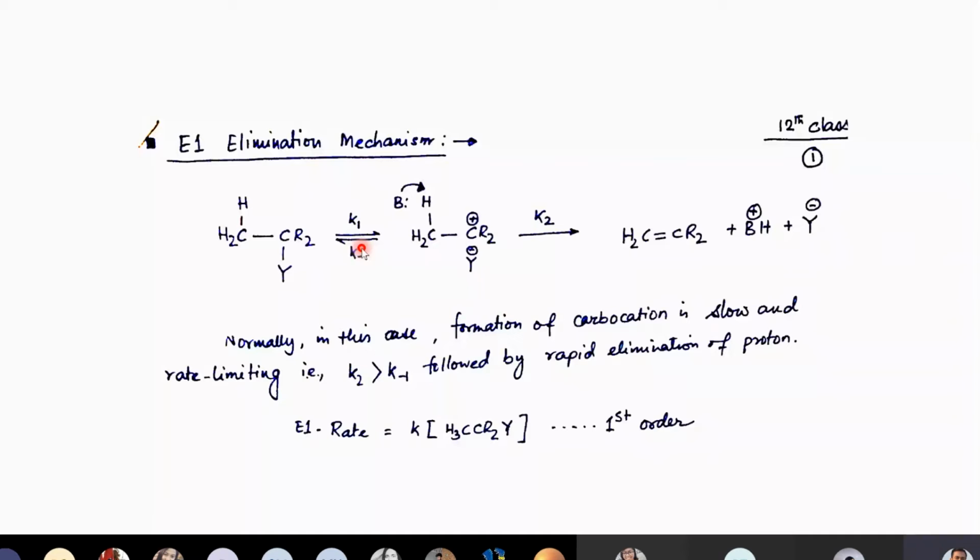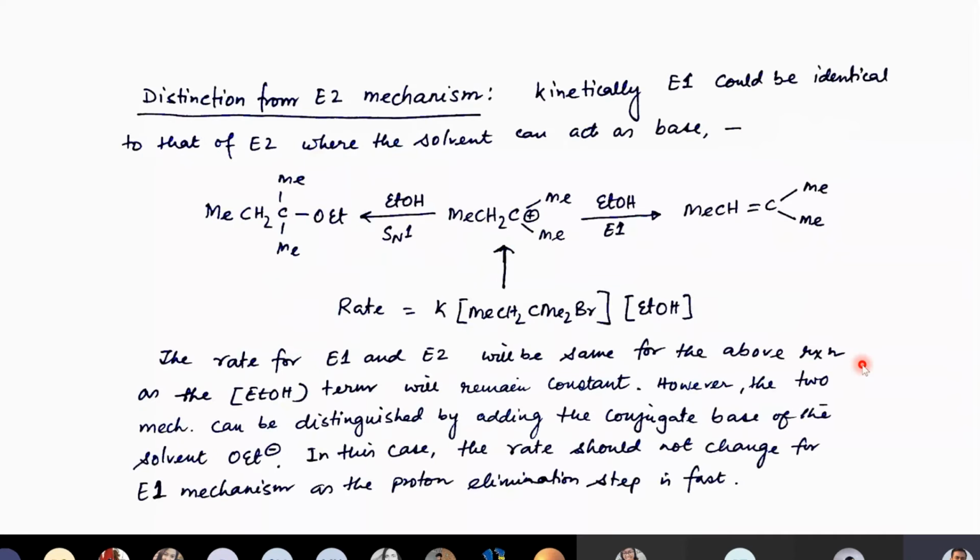Okay. So then in this case, what would be the rate? The rate is the rate constant times the concentration of your substrate. So this is a first order equation. Okay. Now this is of course distinct from the E2 mechanism. If you see that kinetically, E1 could be identical to that of E2 when the solvent acts as the base. If you take solvent, the solvolysis reaction, the E1 mechanism and E2, the rate equation could come out the same.